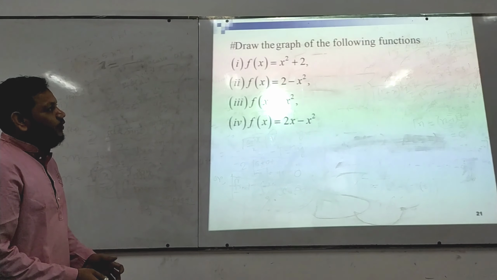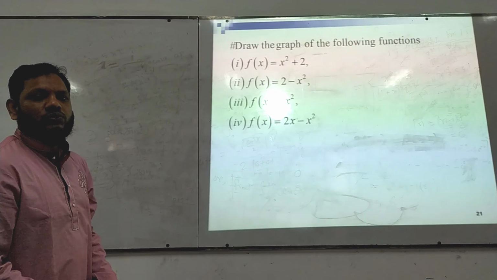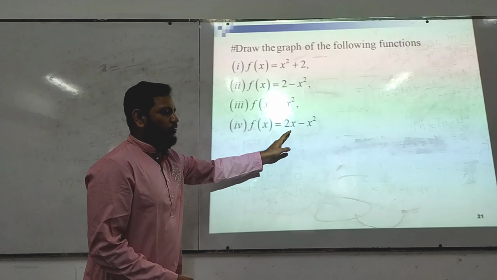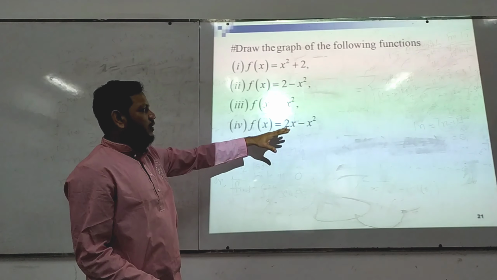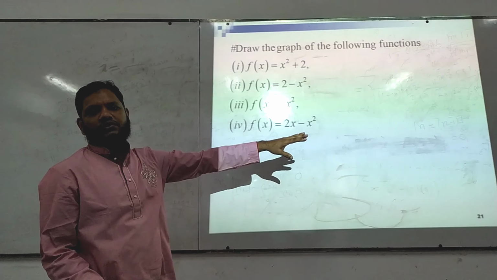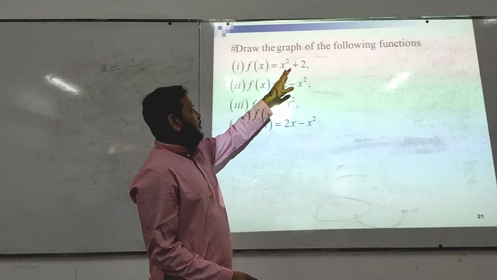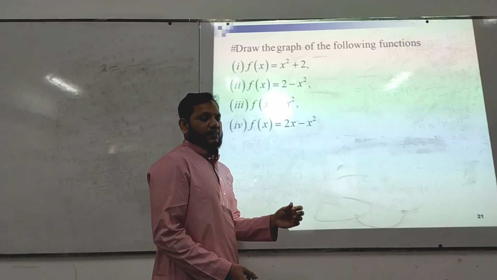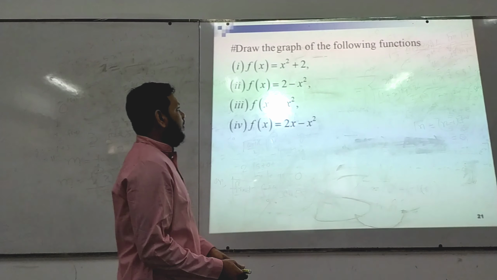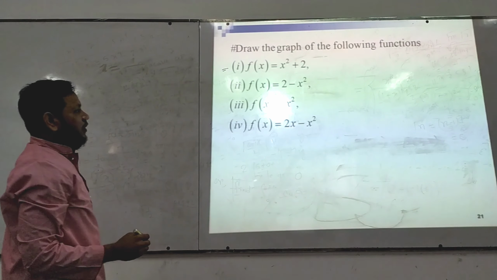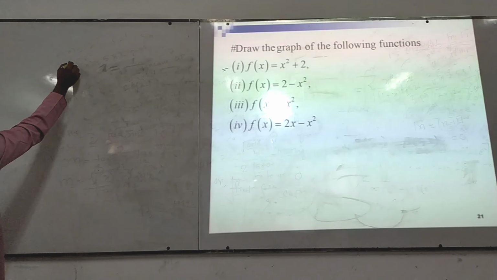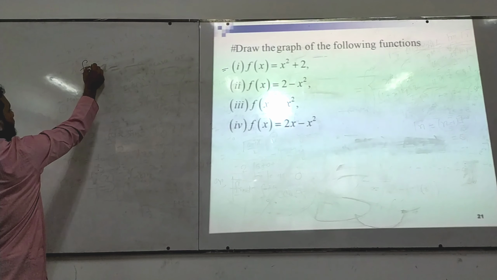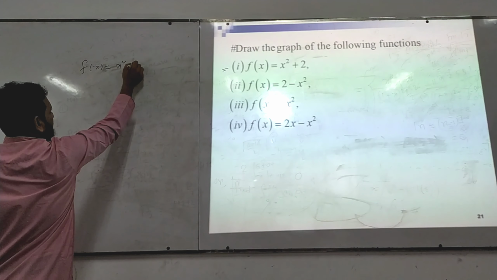What is the graph of f of x equal to x squared plus 2, or f of x equal to 2 minus x squared, or f of x equal to x squared, or f of x equal to 2x minus x squared? These are all polynomial functions. The variable is x only here. So to draw the graph of a polynomial function, we can use the technique of maximum or minimum of the function. That is, if you want to draw the graph of f of x equal to x squared plus 2.